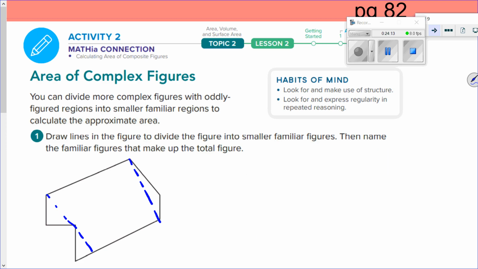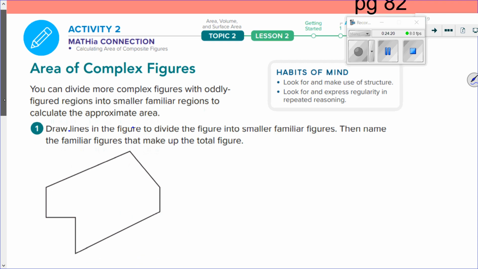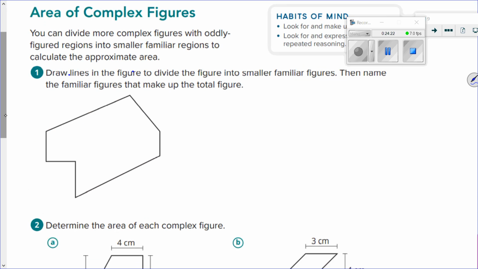Okay, let's turn the page. Oh, I forgot to erase this one. Shoot. I kind of already gave you guys the answer. So you can divide more complex figures with oddly figured regions into smaller familiar regions to calculate the approximate area. So here's your task. Draw lines to divide the figure into smaller familiar figures. Then name the familiar figures that make up the total figure. So we have 2 parts. Draw the lines and then name the figures.